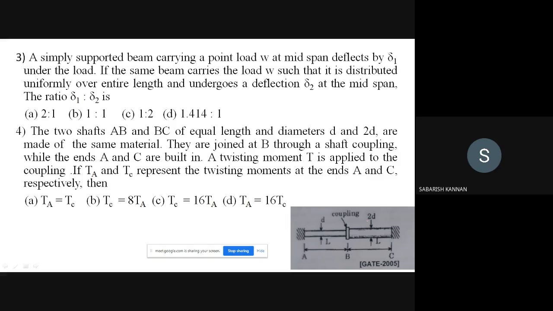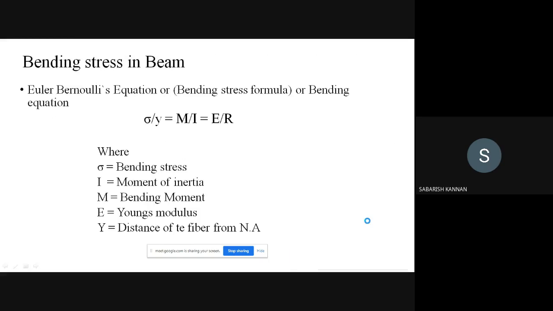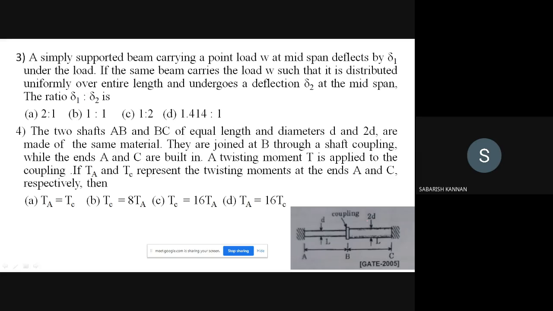Okay, so let's see our third one. The third one is a simply supported beam carrying a concentrated load W at mid span deflects by del 1 under the load.